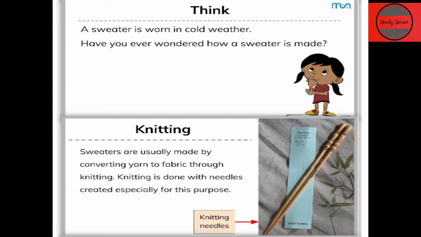Fabric. So in this way, sweaters are made by converting yarn to fabric through a process, and this process is known as knitting. Knitting is done with the help of needles, and these needles are created especially for this purpose. In the diagram, you are seeing the knitting needles with the help of which we knit and make a sweater out of the wool.